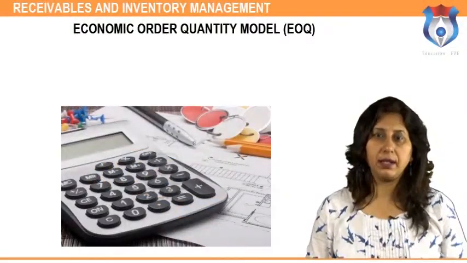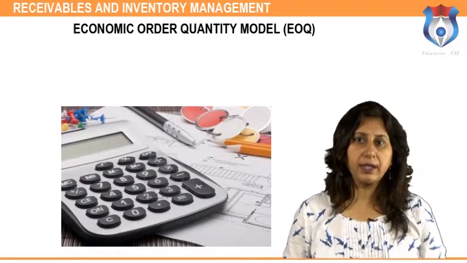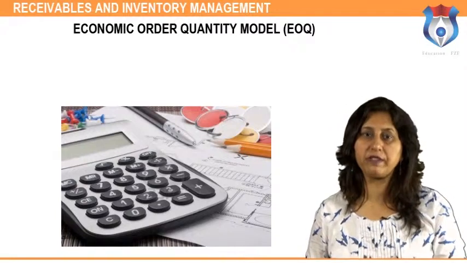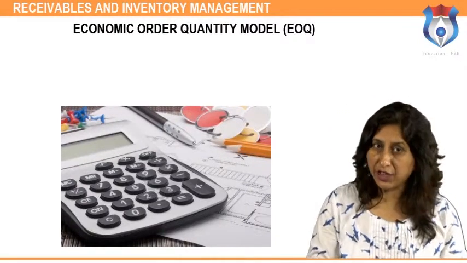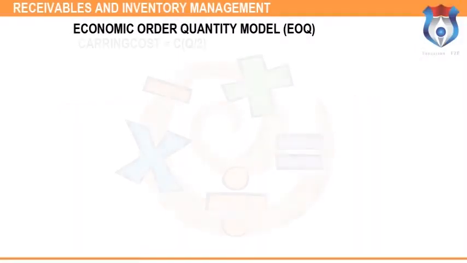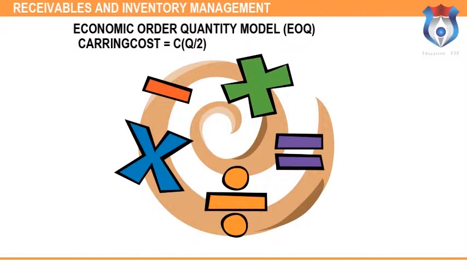Calculation formulas. The cost of carrying inventory can be calculated by multiplying the cost of carrying a unit of inventory, C, by the average number of units carried, Q, usually for a year. Carrying cost is equal to C(Q/2). To determine the number of orders, we simply divide the total demand D of units per year by Q, the size of each inventory order. Number of orders is equal to D/Q.